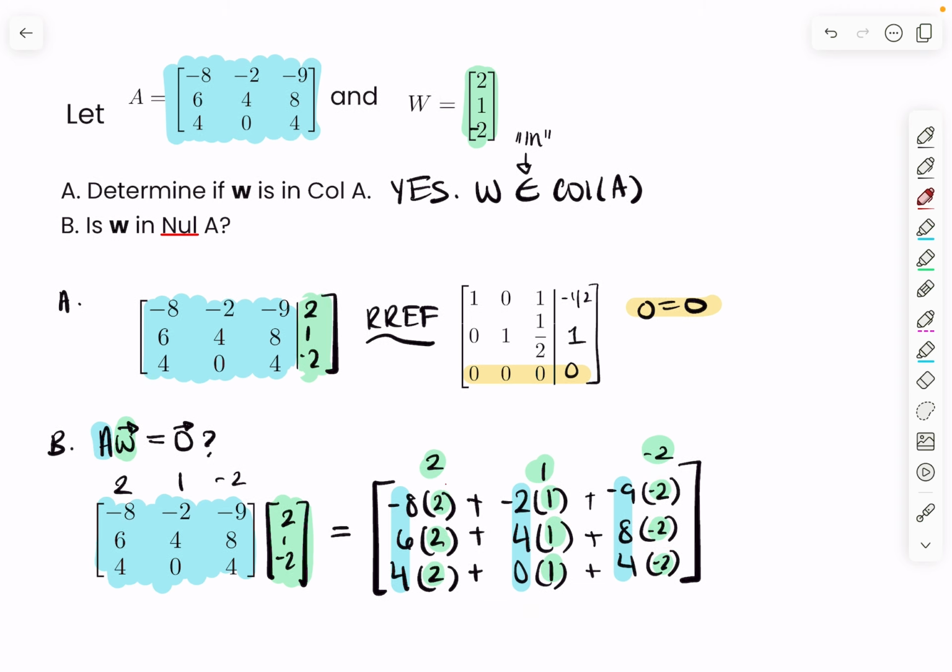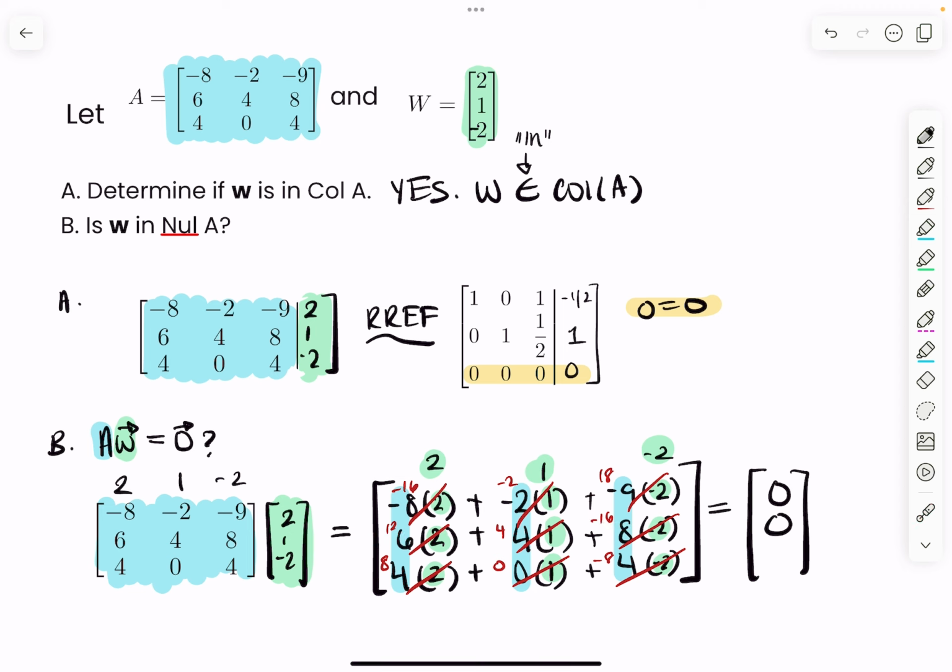Now you just simplify. So this becomes negative 16, this becomes 12, this is 8, this is negative 2, this is 4, this is 0, this is 18, this is negative 16, this is negative 8. So 18 minus 16, that's 2, minus 2 is 0. So your first entry is 0. Then 16 minus 12, that's 4, negative 4 plus 4 is 0. And then 8 minus 8 is just 0.